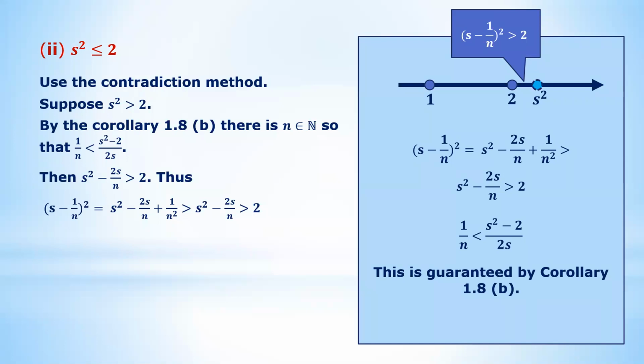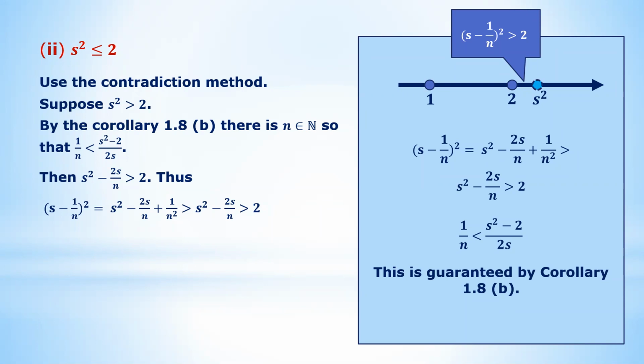Now, the hard part is: how can we see a contradiction from there? Okay, previously you had s plus 1 over n, so this would contradict the fact that s is an upper bound. But this time it's different. It's (s minus 1 over n) squared greater than 2, okay? So you cannot use the previous argument to continue. You have to think of something else, okay? Now, how do you think about this?